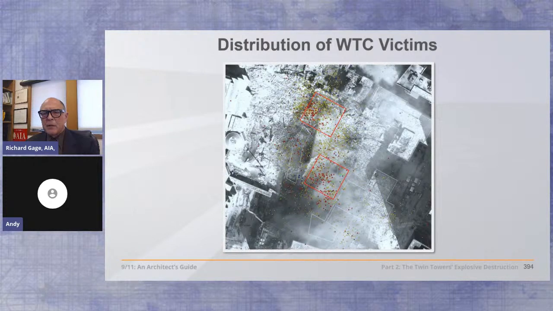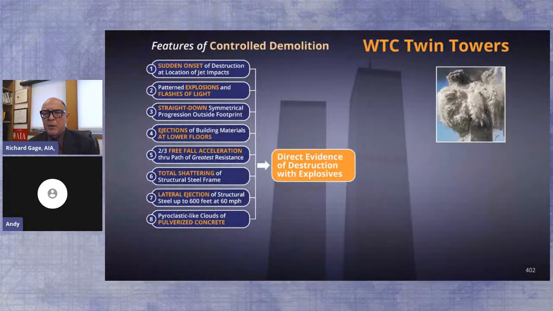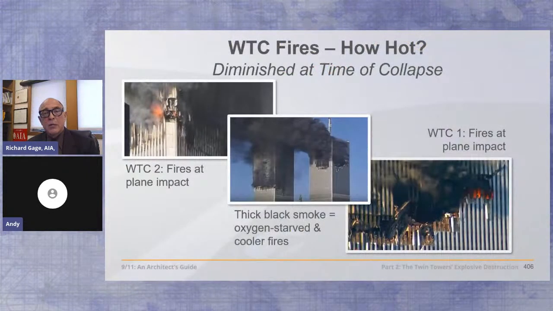The pieces they did find are distributed over 800 feet away from the Twin Towers. Wouldn't we expect those pieces to be found very close to the Twin Towers, in fact, stacked between floors, which we should have also found? It's a very explosive event, and gravitational collapse can't possibly explain the pulverization and distribution of these body parts. We've been looking at direct evidence of destruction with explosives. Fire doesn't create these features, any of them, let alone all of them, especially these fires, which are diminished in scope at the time of the collapse and are cooler, indicated by the thick black smoke.